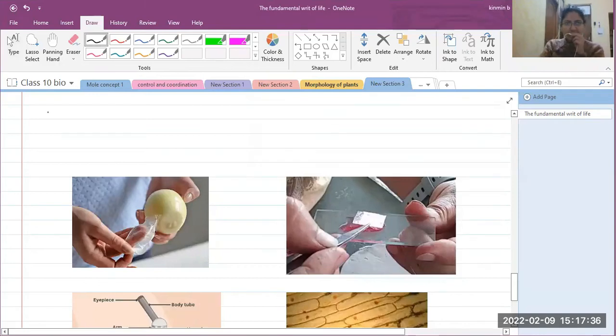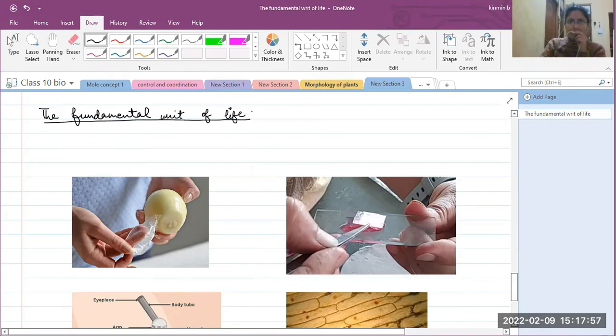Hello students. So today we'll start another chapter known as the fundamental unit of life. Now before going into any details, we will start with an activity. So what do we do in this activity?